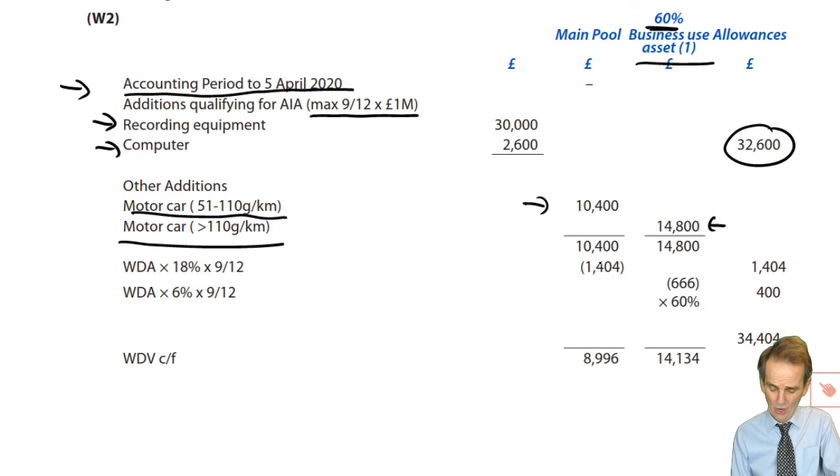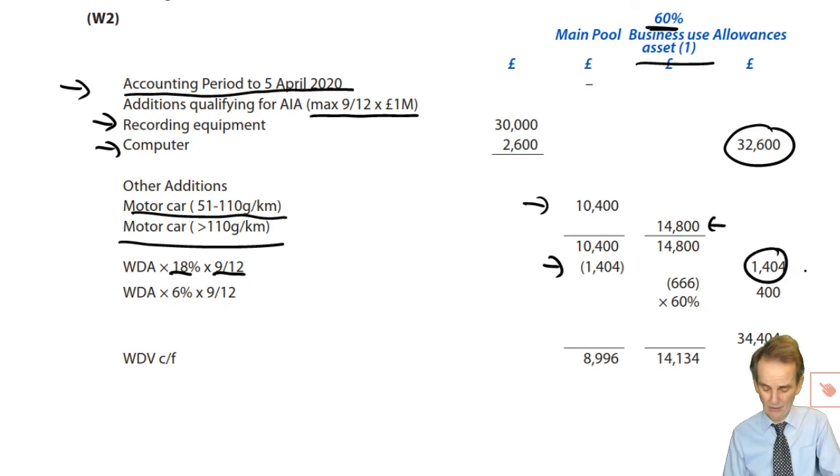The writing down allowance. On your pool, which consists entirely, of course, of that car, £10,400 was the cost, times 18%, times 9/12. All being well, that is your figure there. Transfer across into the allowances available column and deduct in deriving the tax written down value to carry forward.